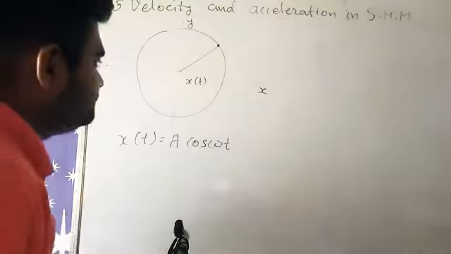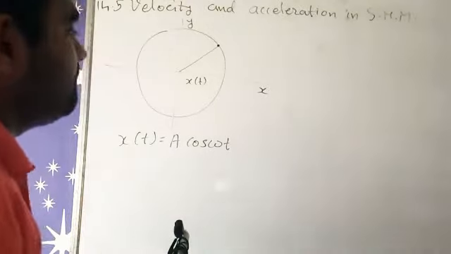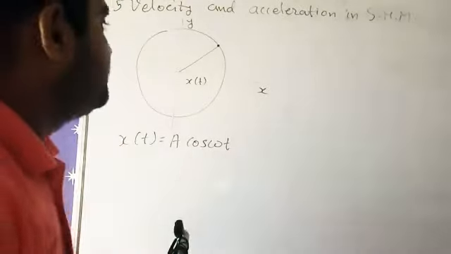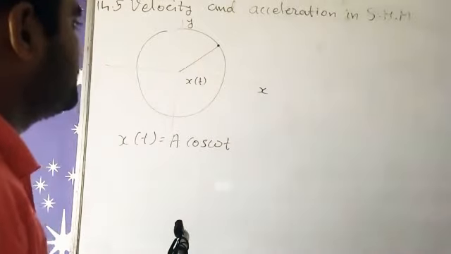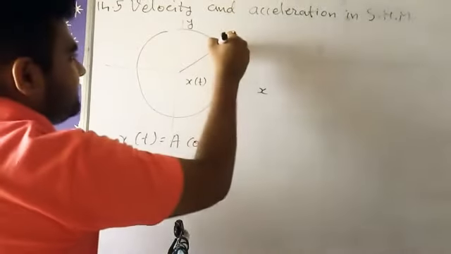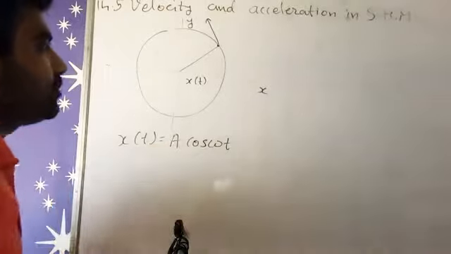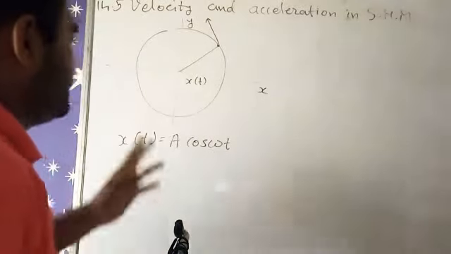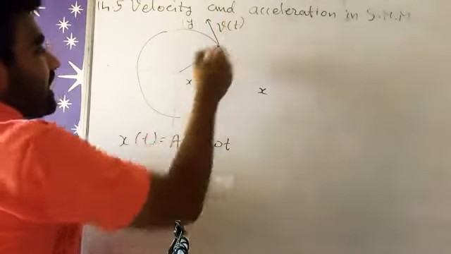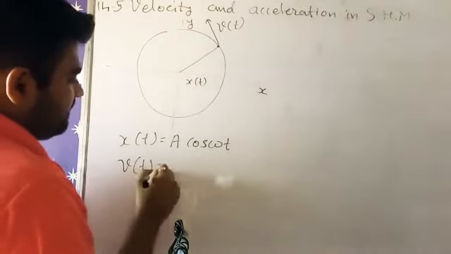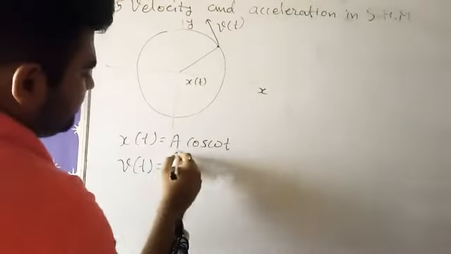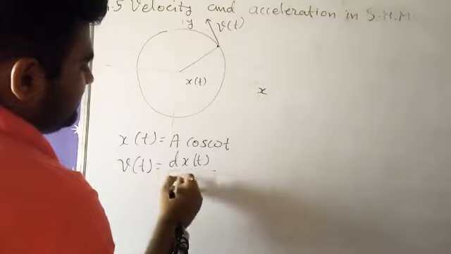Now by this equation we can also find the velocity, the speed of that object. The velocity of that object is in the direction of the tangent drawn at that point. So there will be velocity v of t. Now we can find velocity. Velocity is nothing but the differentiation of displacement with respect to time.